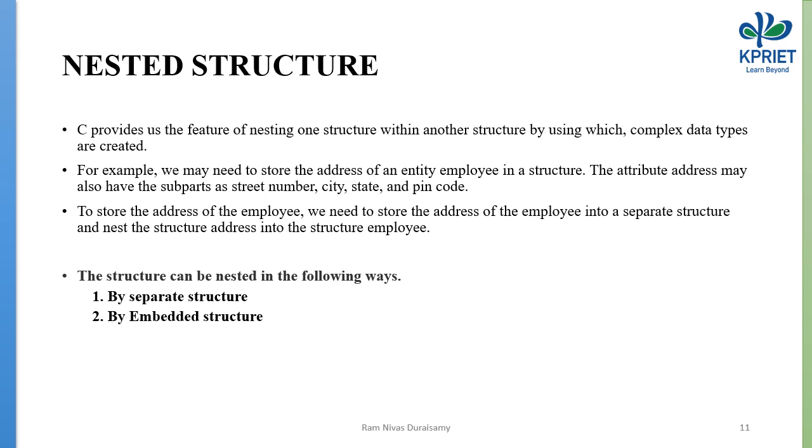Next is nested structure. Using multiple structures in a program is nothing but a nested structure. There are two different methods of using a nested structure: one is a separate structure and the other is an embedded structure. When two structures are independent of each other, one will be at the top and the other at the bottom, you can refer to the entities, but they are placed at separate positions. If one structure is inside the other structure, then it is an embedded structure.